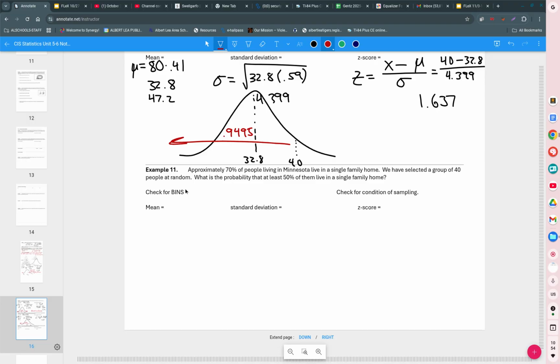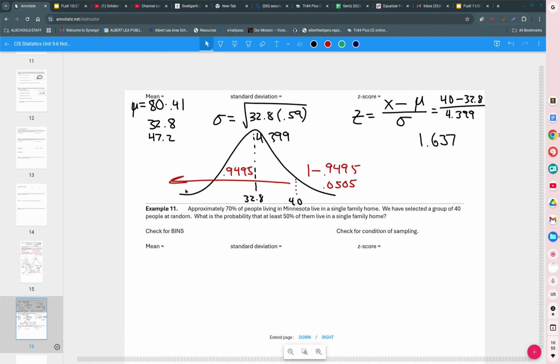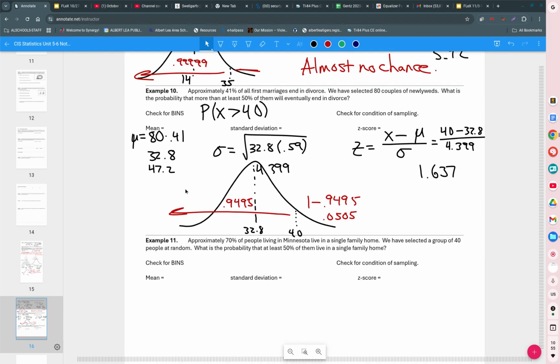And so if you subtract that from 1, this area to the right, this is always what you see on your chart. This side is always 1 minus. And if you subtract that, I think you get 0.0505. So there's about a 5% chance in this situation. If you were to grab 80 couples, you're like, well, what's the chance that half of them are divorced? It's actually only a 5% chance because you're asking a half of them, and the rate is 41%. So that's a little high there.